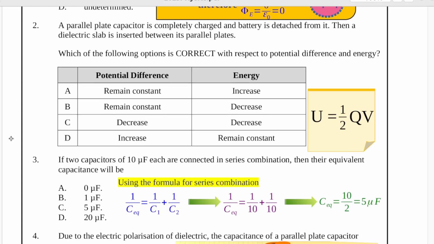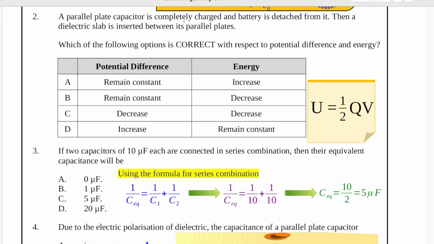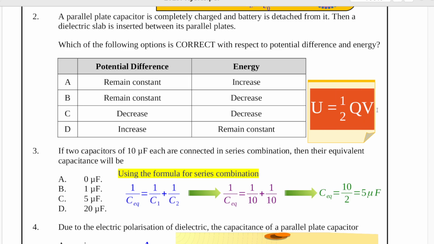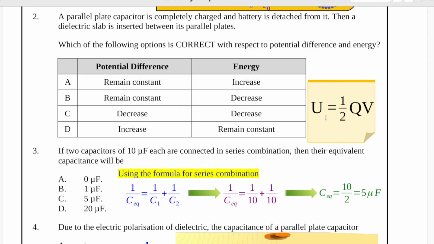Now let's see question number 2. A parallel plate capacitor is completely charged and a battery is detached from it. Then a dielectric slab is inserted between its parallel plates. Which of the following options is correct with respect to potential difference and energy? This MCQ is taken from the energy stored by a capacitor, and we are familiar with the formula for the energy stored by a capacitor, which is equal to half Q times V.